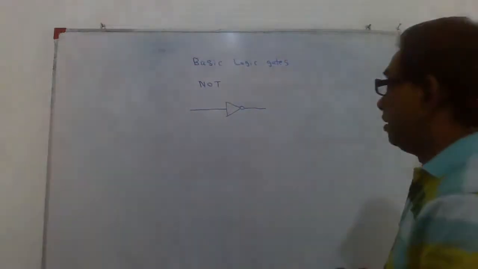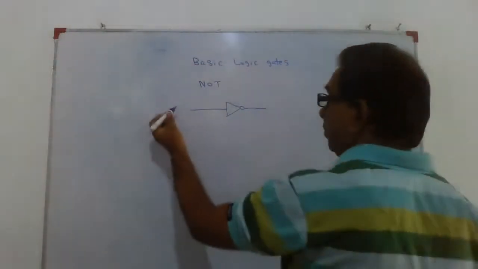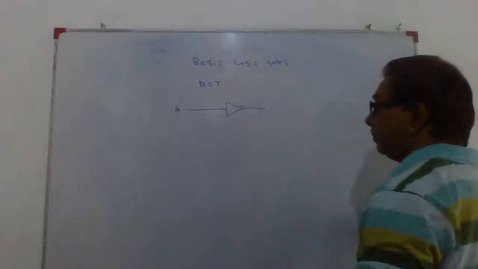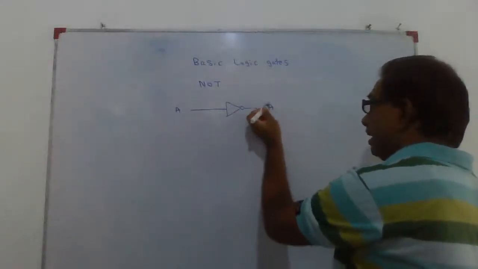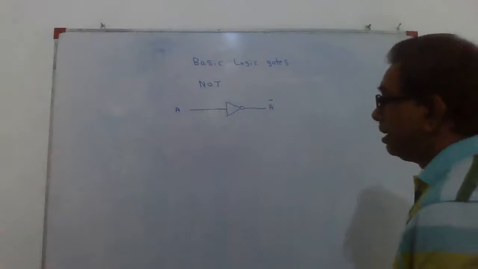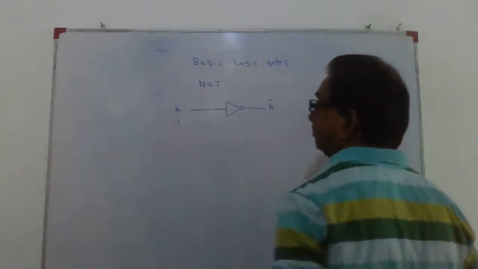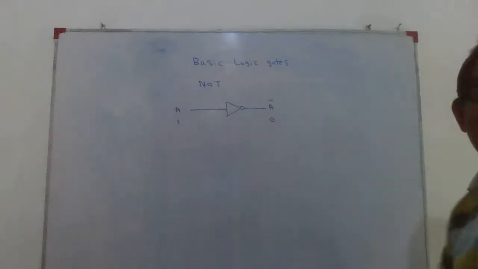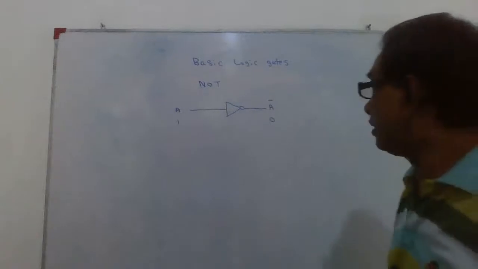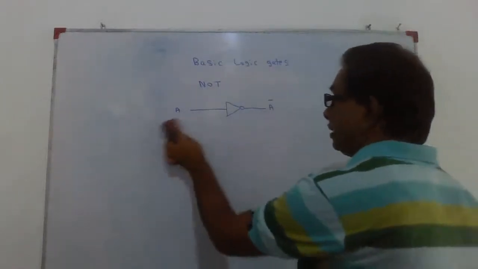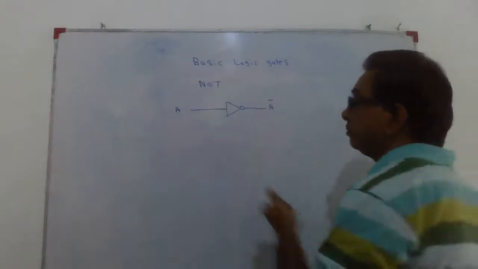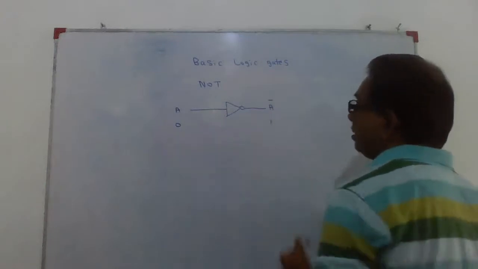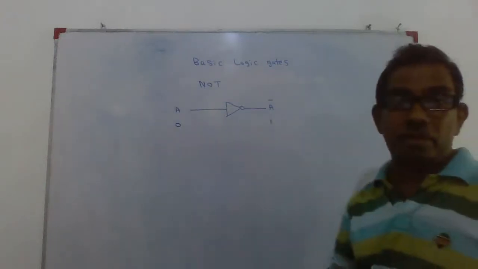It has a single input. Suppose A is the input, so output is A bar. If you input 1 here, what may happen? You will receive 0 here. This is the nature. But what else? In any situation, if you input 0 here, you will get 1 here. This is the NOT gate.